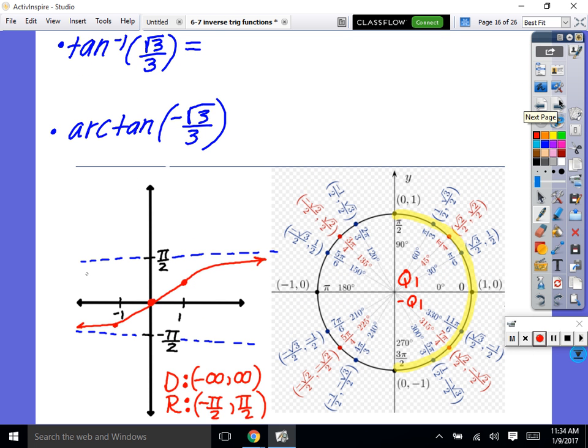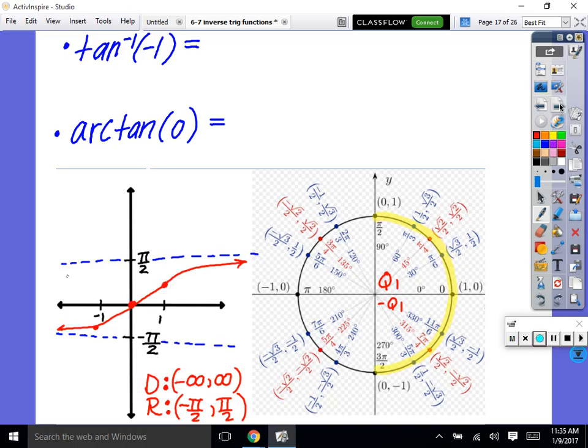Okay, here we go. Find the tangent inverse, which we remember just means what's the angle where the tangent is root 3 over 3? We just did it. 30 degrees, correct everybody? So that would be pi over 6 or 30 degrees. Okay, arctangent means what's the angle whose tangent is going to be negative root 3 over 3? Here's the positive root 3 over 3. Negative pi over 6. Does everybody see why that is? No questions? Are you sure? Okay. Or negative 30 degrees.